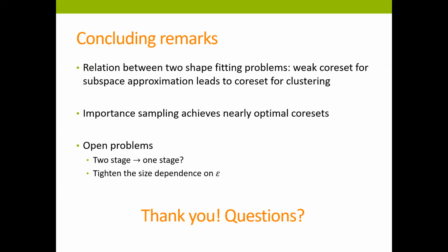Our work also leaves several open problems, and currently we still need 2 stages of importance sampling. Could we reduce it to 1 stage? And also, it is interesting to tighten the coreset size, especially the dependence on epsilon. Thank you.